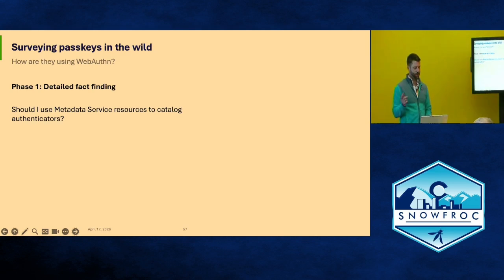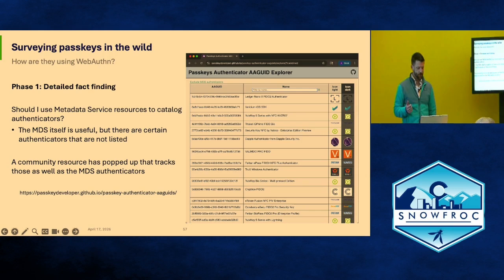What if I use the metadata service, which is out there on the internet, to catalog authenticators? Okay, that's a start. This is a list of all of the authenticators that are certified and have attestation information. I could do it. It's actually not a comprehensive list of all of the authenticator identities that are out there. It's sort of interesting. Why is that? This whole thing is built around the metadata service.